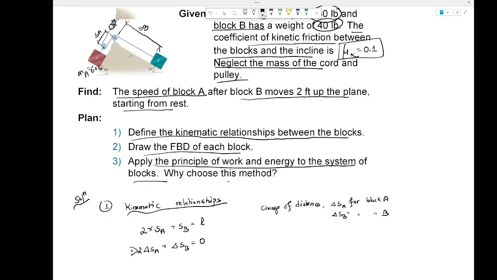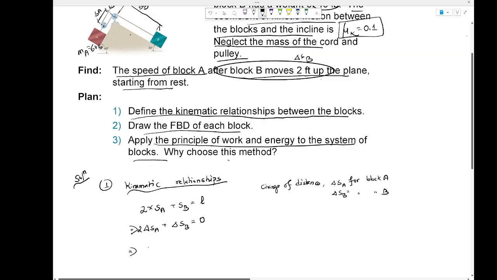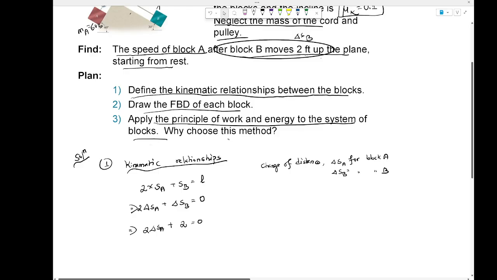And then they said, here's the clue. See, block B moves 2 feet up. Isn't it del SB? Everyone understand this? That's the reason we're doing it. So we can find literally del SA, because this del SB is 2. And if it's moving up, you can say this is negative. In other words, you can say givens: del SB is negative 2 feet. You understand? So now you have this del SA should be 1 feet.